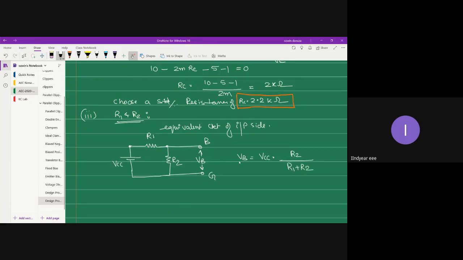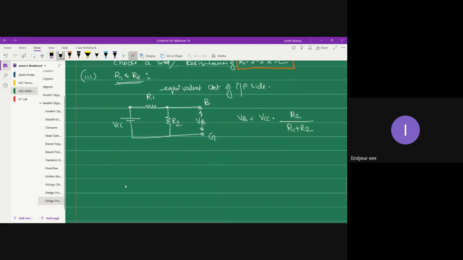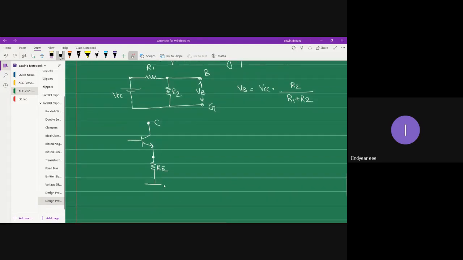But what is VB? I think in the previous problem also I had written VB. If at all you did not get it, what exactly is VB? So this is your emitter resistance RE, and this is your ground terminal. This is your base terminal. So I am defining VB as base to ground voltage. This is your G node or the ground. So this is my VB.